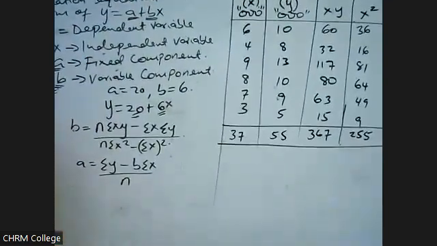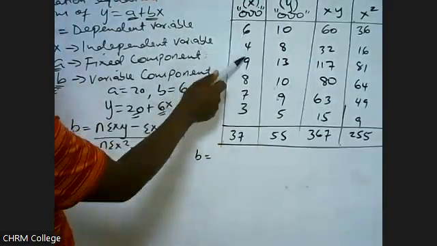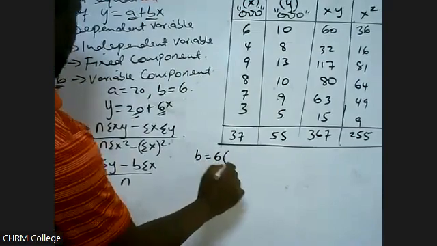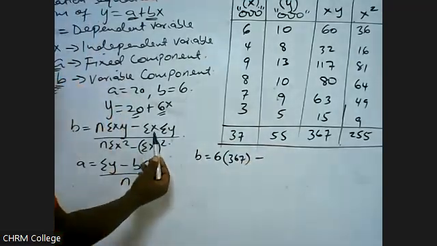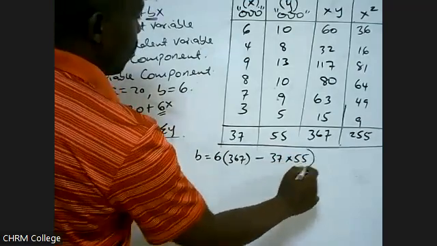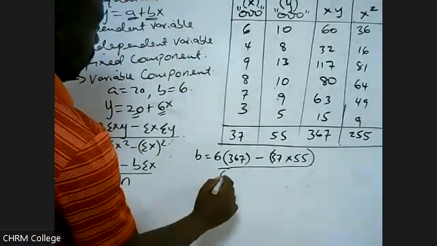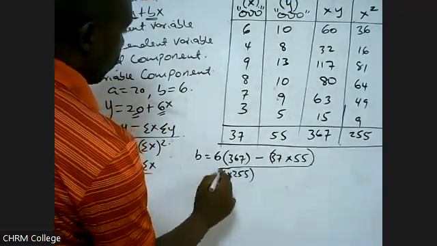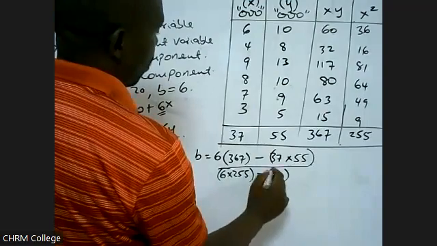You can comfortably compute your A and B, but always start with B. Your B is equal to N. We had 1, 2, 3, 4, 5, 6 pairs. So our N is 6 times summation of xy, which is 367, minus summation of x times summation of y. Summation of x is 37 times summation of y, which is 55, divided by n summation of x squared, which is 6 times summation of x squared. The sum of x squared is 255. Then you minus summation of x in brackets squared. That is 7 in brackets squared.